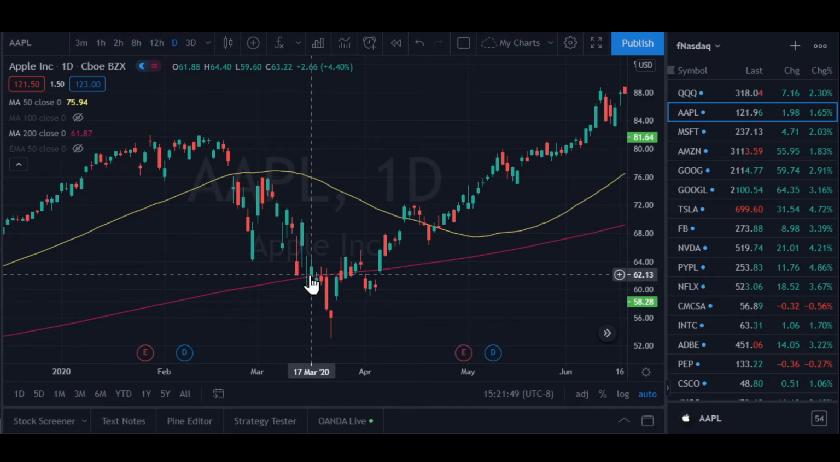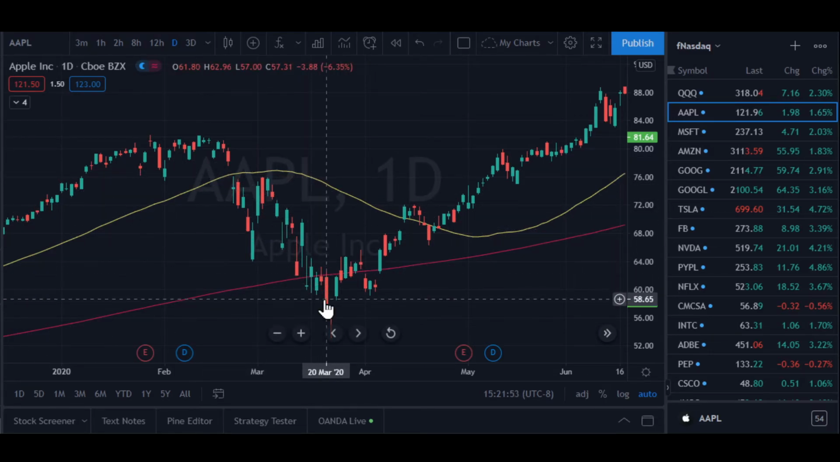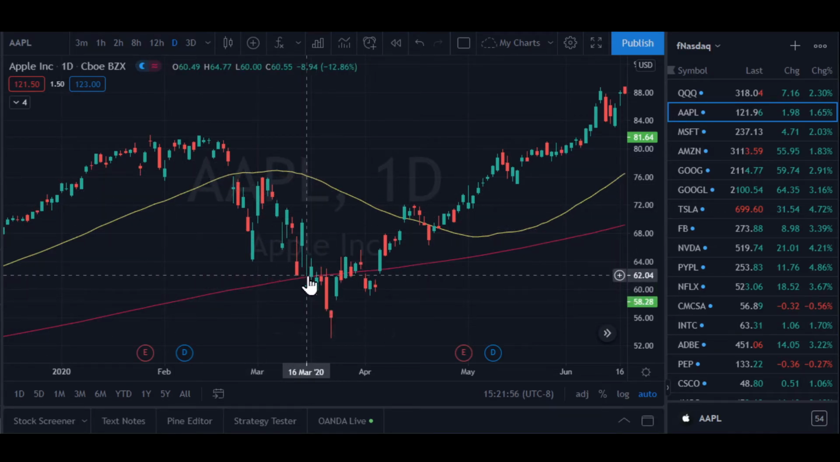Now the problem that always happens, and this is the same with horizontal resistance and support, and your ascending and descending trend lines, your moving averages, people always get freaked out on the way down. They're always freaked out it's going to go to zero, but that's the time you need to buy. When everybody else is selling, so long as it's a good company, that's the time to buy.